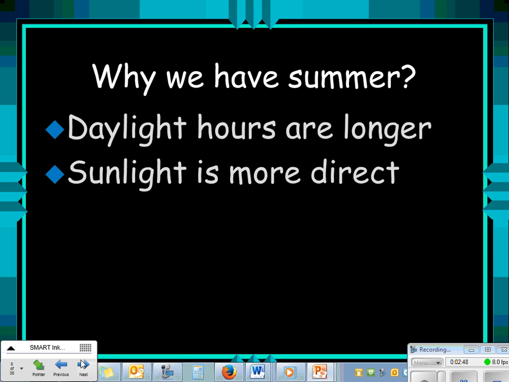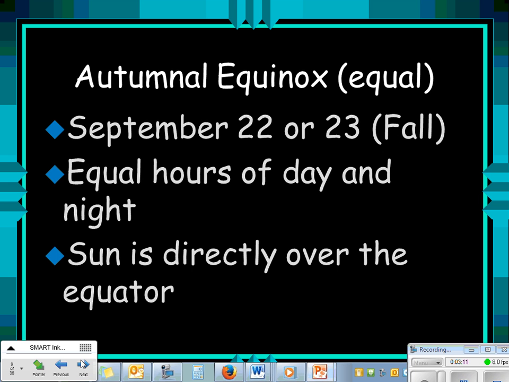We have summer because daylight hours are longer, meaning the amount of light during the day is longer, not that we have more time during the day, just that the amount of daylight is longer. And the sunlight is more direct. Again, if you take a flashlight and shine it right on one spot, it's going to be bright in that spot. And because of that, that would make us heat up more.